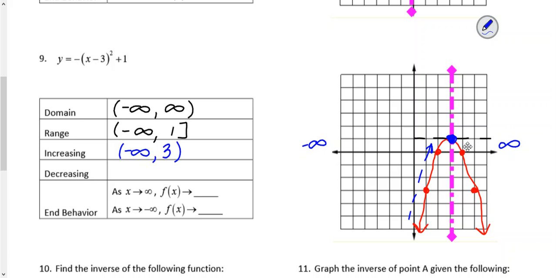So then starting at 3, we keep tracing. We are decreasing. On the right side, positive infinity. So we are decreasing from 3 to infinity.